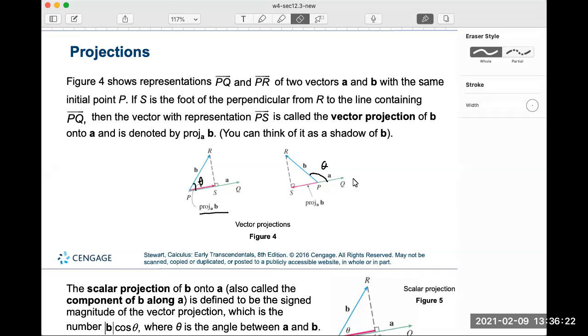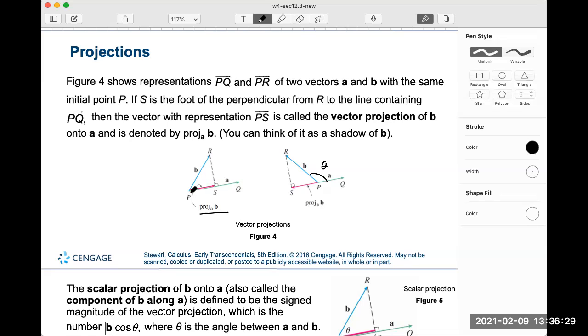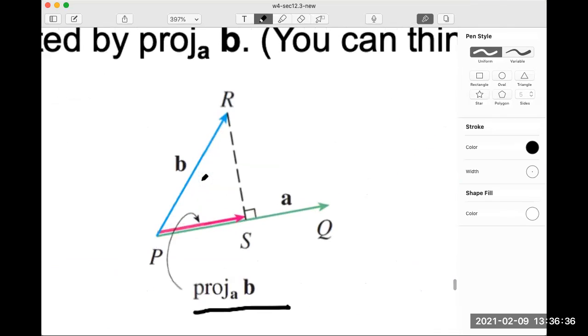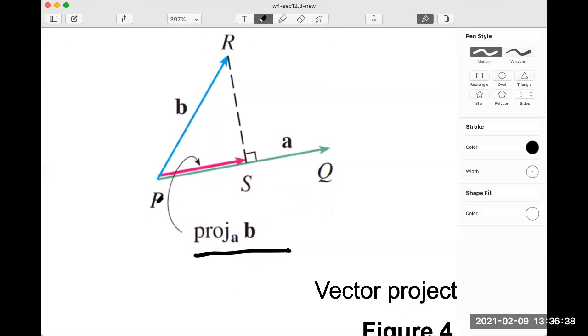Okay. Now, suppose we are given the vector A in this direction, and the vector B is this one. Then look at the right angle, PRS here. The red vector here is the projection of the vector B on the vector A. Okay, that's just a definition.